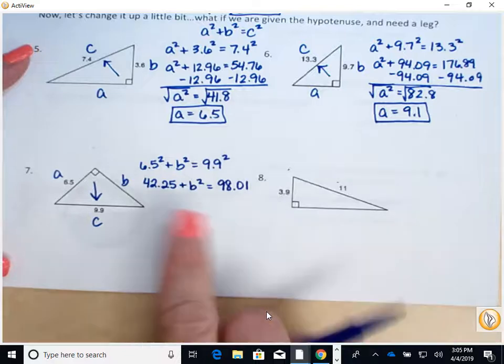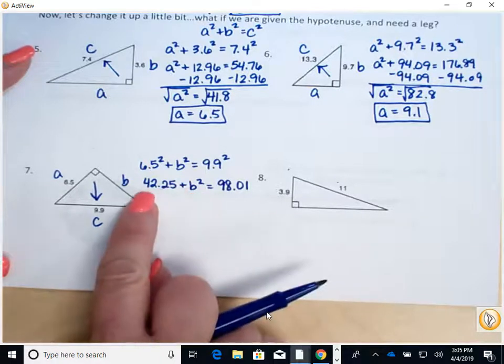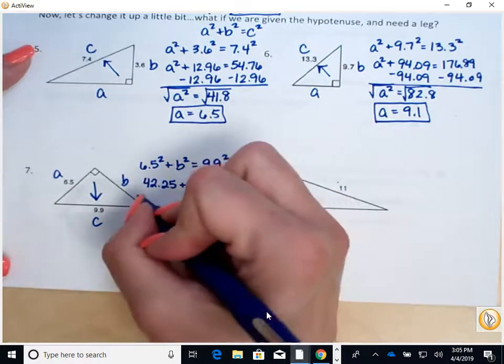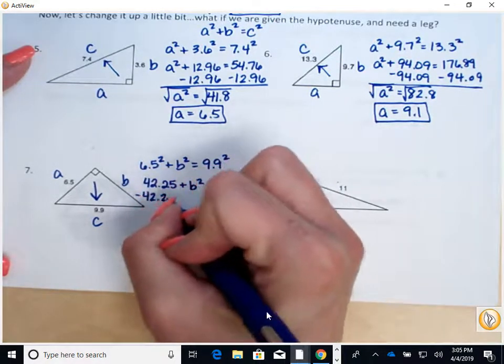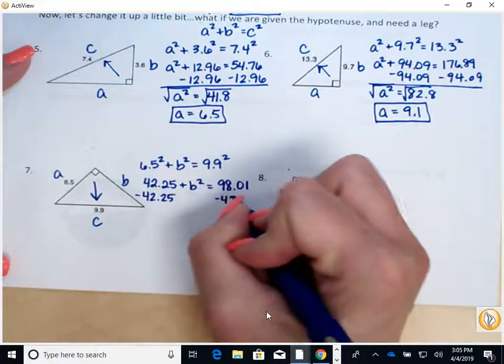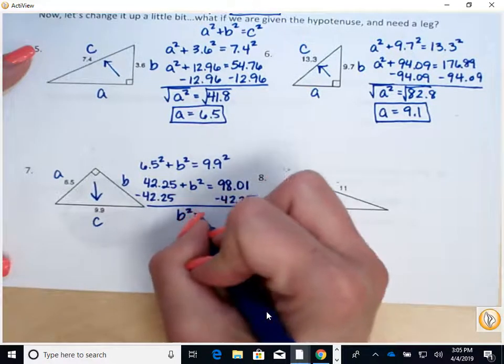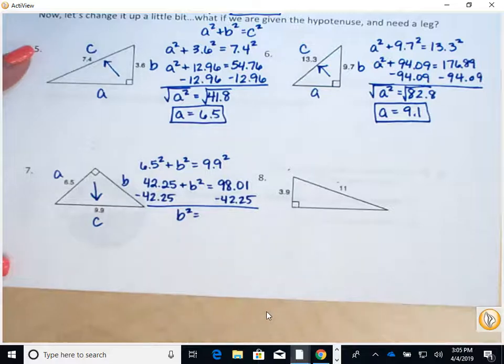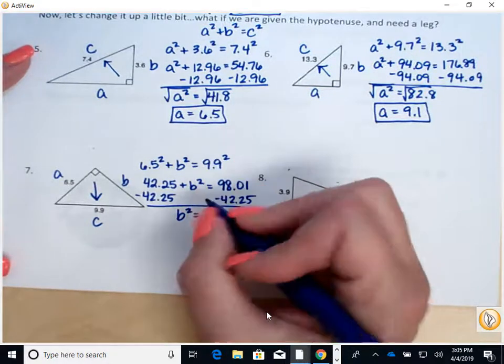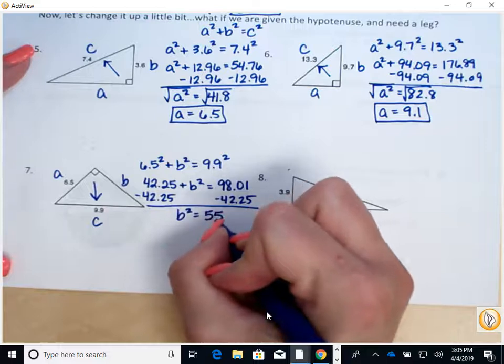And then it's all about getting that B squared by itself. Since this is a positive 42.25, we need to subtract 42.25. Whatever you do to one side, you've got to do to the other. So that leaves me B squared equals 98.01 minus 42.25 gives me 55.76.